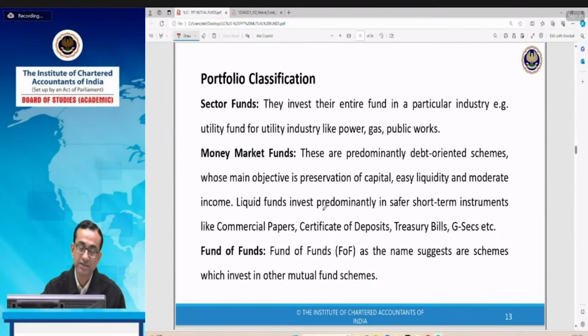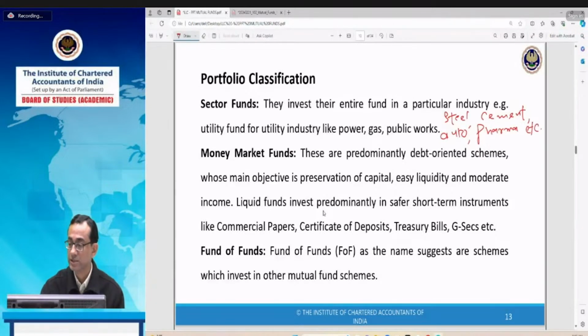Now come to sector funds. Sector funds, this is also important, students. Actually, sector funds invest their entire fund in a particular sector, you can say a particular industry. For example, the example given in front of you in the slide is a utility fund for the utility industry like power, gas, public works. And not only can you restrict it to this, it can be a steel sector, cement sector, auto sector, pharma sector, etc. So it can be in any sector.